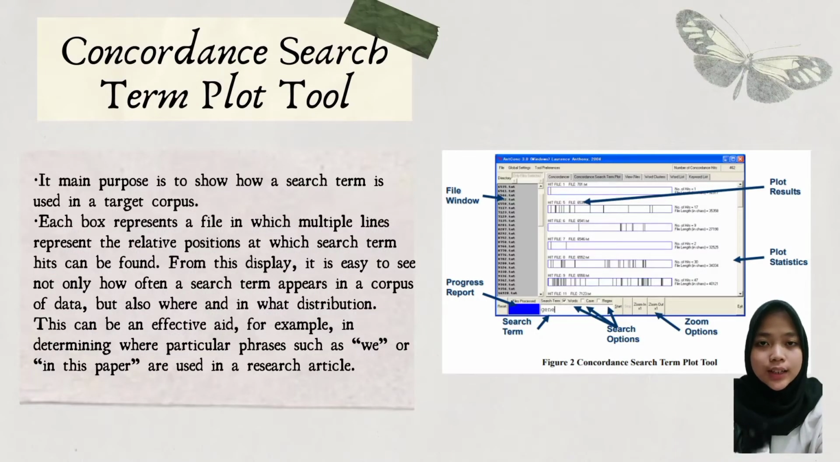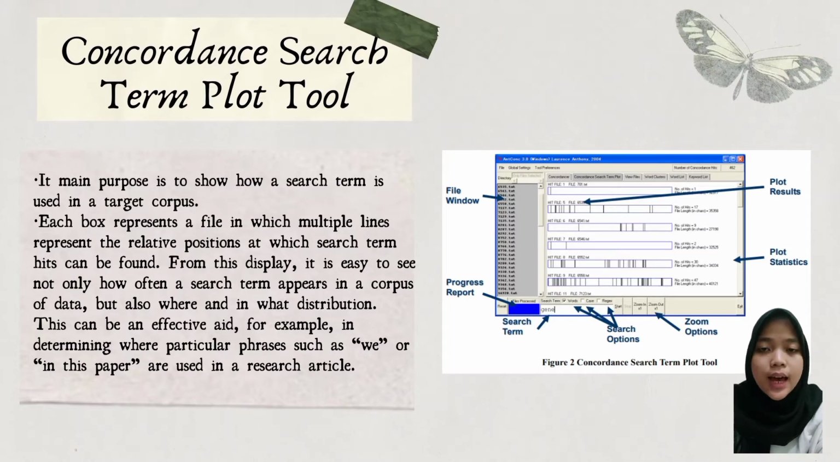Second, the concordance search term plot tool. Its main purpose is to show how a search term is used in a target corpus. For users who want to see where a search term appears, AntConc offers the concordancer search term plot tool shown in figure 2. Here, each box represents a file in which multiple lines represent the relative position at which search term hits can be found.